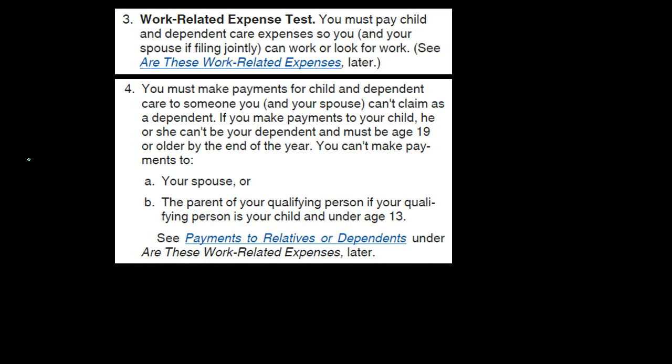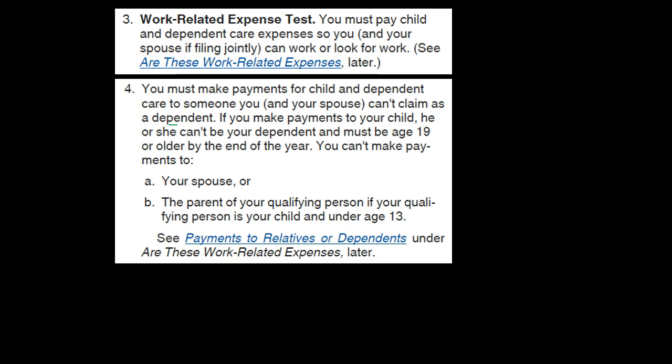Number 4, you must make payments for child and dependent care to someone you and your spouse can't claim as a dependent. And we can imagine the kind of question that would come up here. If we had 2 children and we paid one child to take care of the other child, then could we then have the expenses that we paid for the one child to be a deduction in this case?